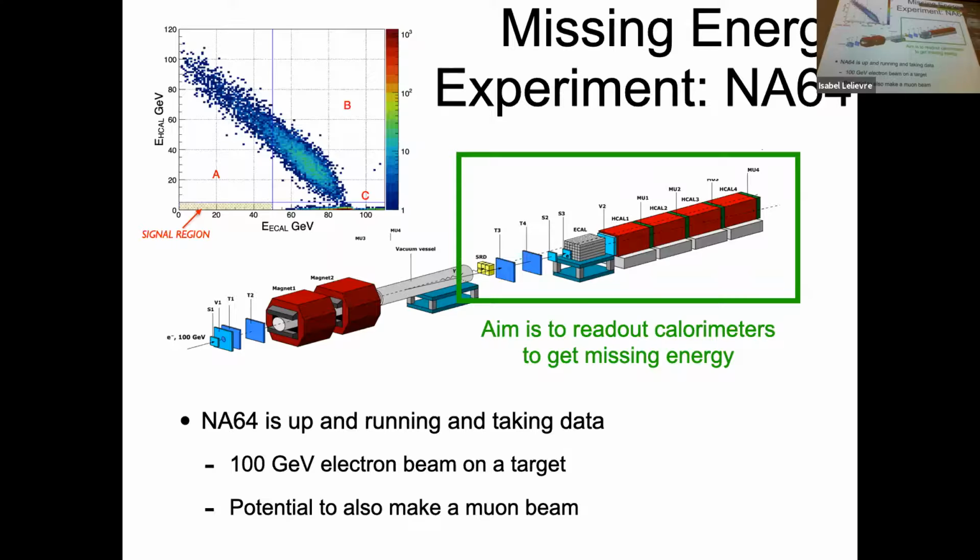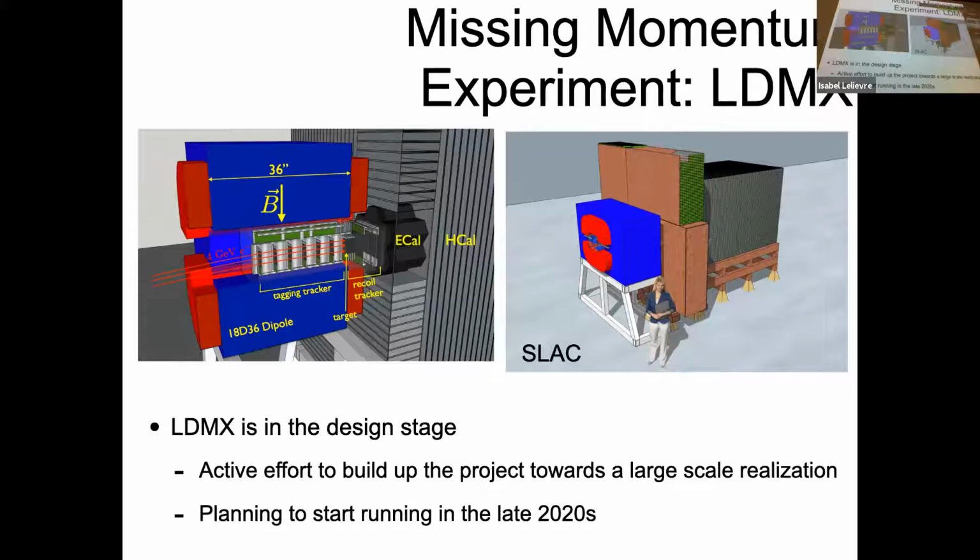So the other experiment that is doing this is called LDMX. This is an experiment that's being constructed at SLAC. It's in the design stage, but it's approved. And so people are very actively working on this thing. And the idea here is to have a magnetic field, tracking chambers, and then have calorimeters so that you can veto all the other decays. And so you fire your electron beam in here. At CERN, at Na64, it's a 100 GeV electron beam. Here it's a 4 GeV electron beam. So this changes your dynamics a little bit.